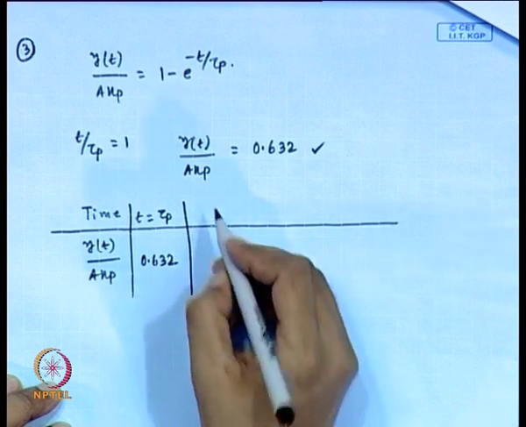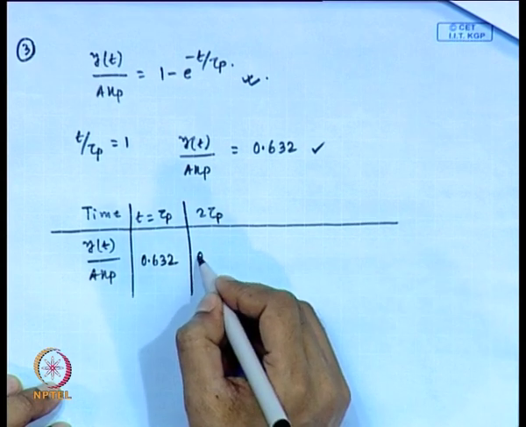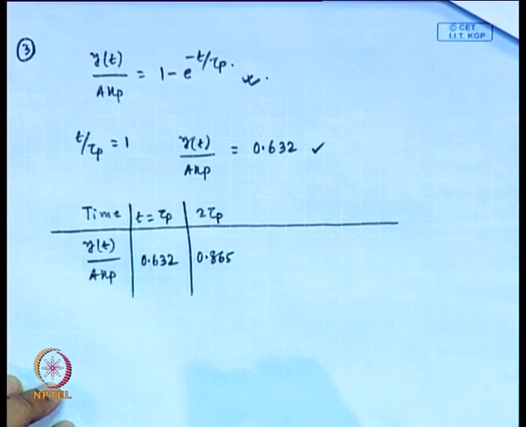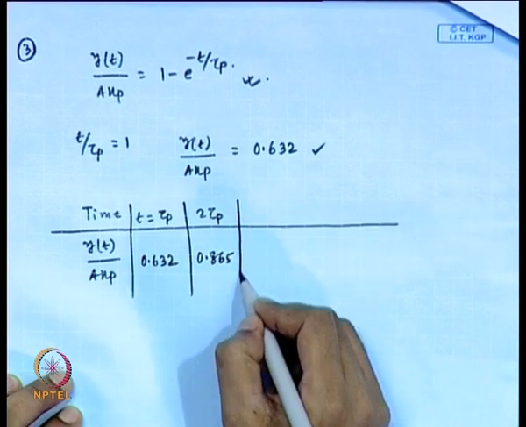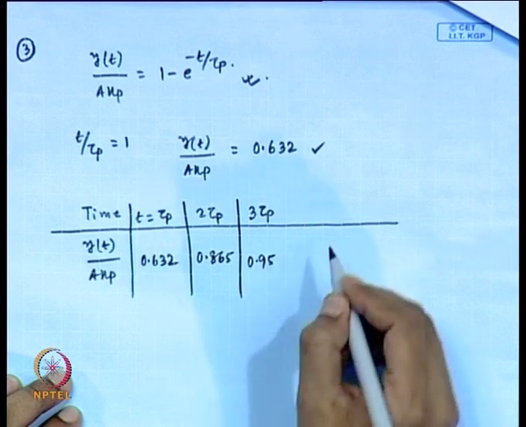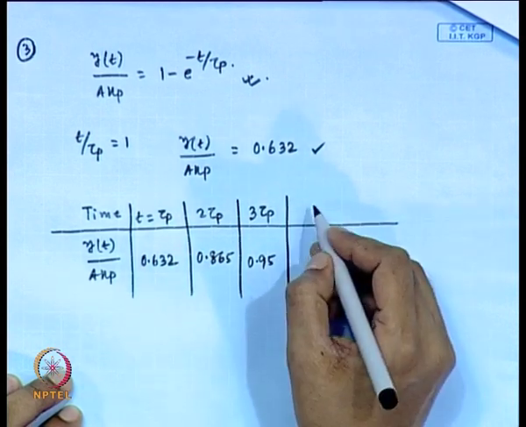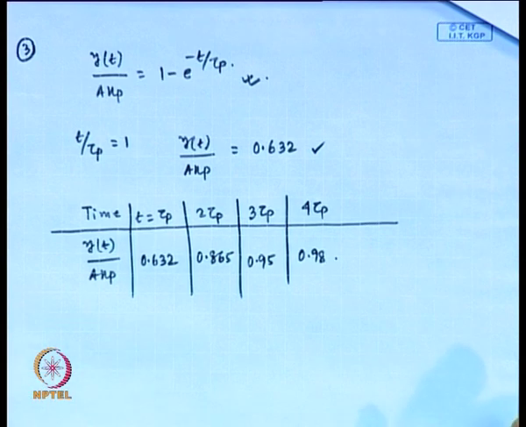Similarly, if considering 2 tau p and using this equation, we get 0.865. I mean, in 2 time constants, the process reaches 86.5% of the final value. Similarly, if we consider 3 tau p, we will get 0.95, and 4 tau p, this is 0.98. Fine. This is our third remark.